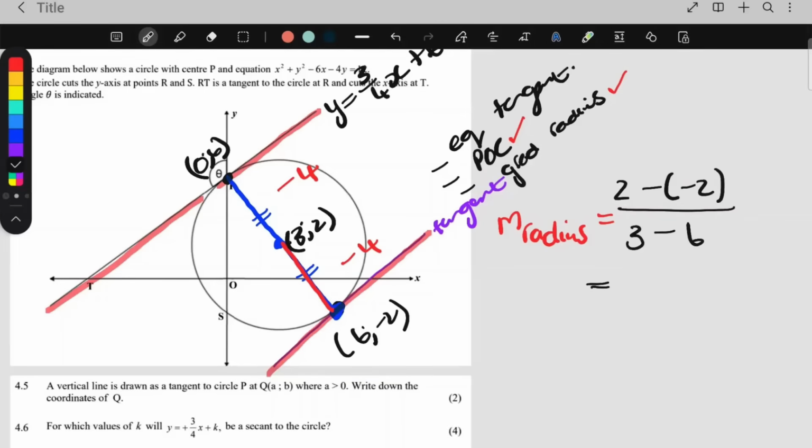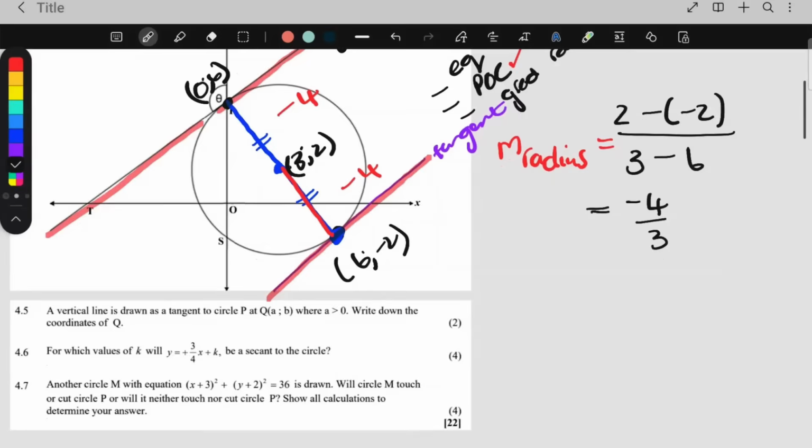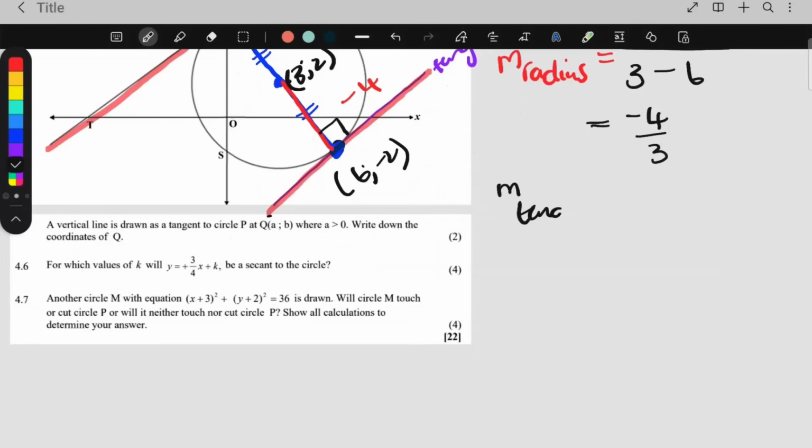And I get the gradient of the radius to be negative 4 over 3. So therefore the gradient of the new tangent, so this tangent over here, is a positive 3 over 4. Because this is a negative, this one will be a positive, and because this is 4 over 3, this one will be 3 over 4. Why? Because the tangent is perpendicular to the radius.